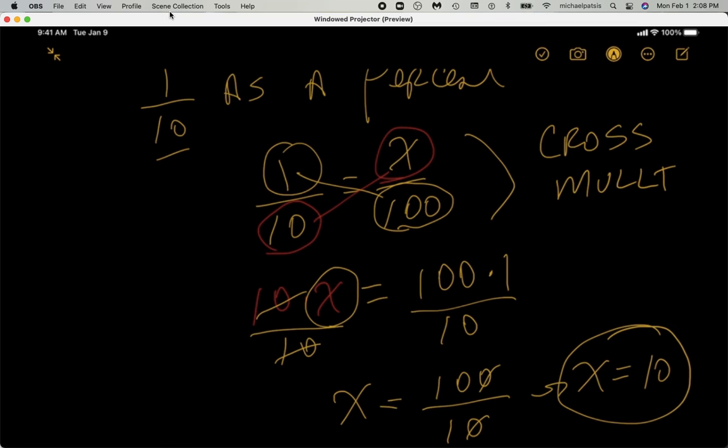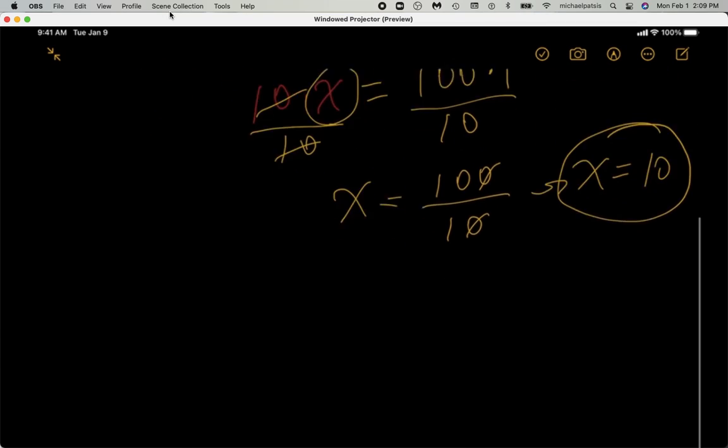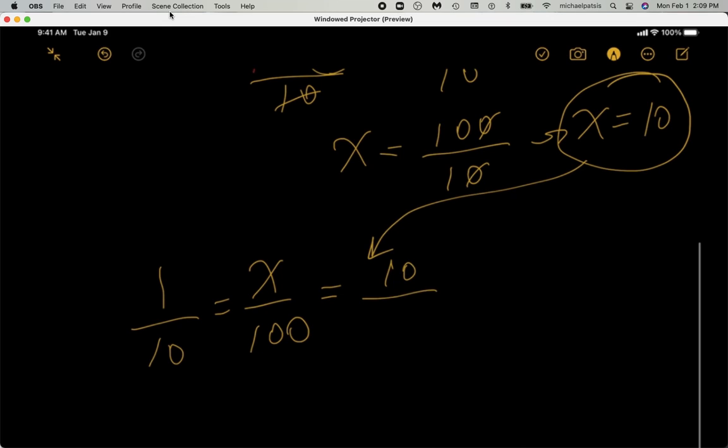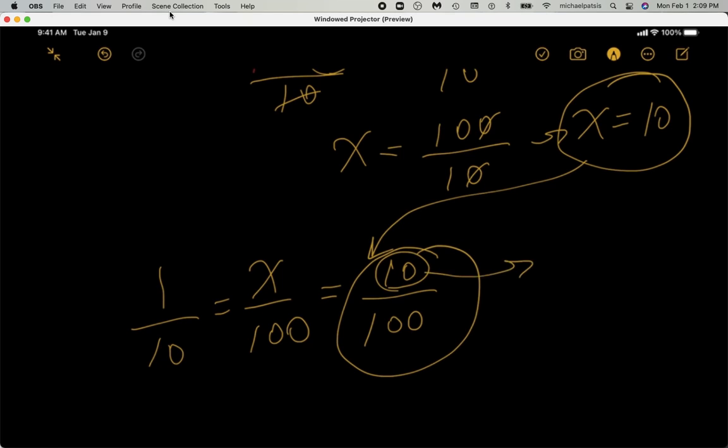Okay. Now we go back. We say to ourselves, okay, 1 over 10 equals x over 100. We just figured out that x equals 10. We have 10 over 100. Now we could say this is 10%. Why can we say that? Because 100's in the denominator. If 100 is in the denominator, then whatever's in the numerator can be followed by the percent sign.